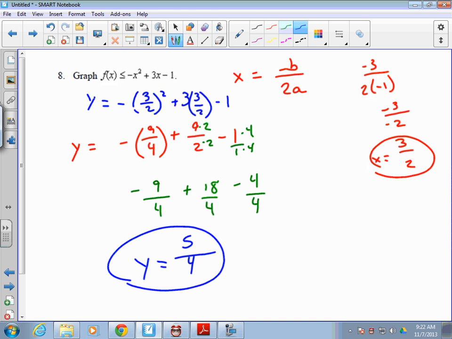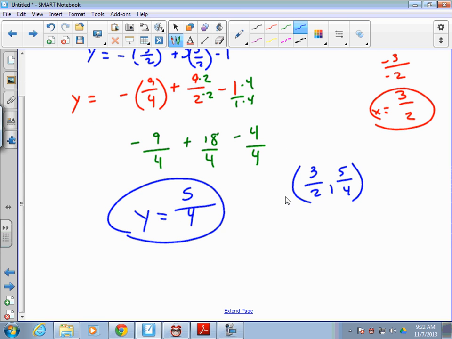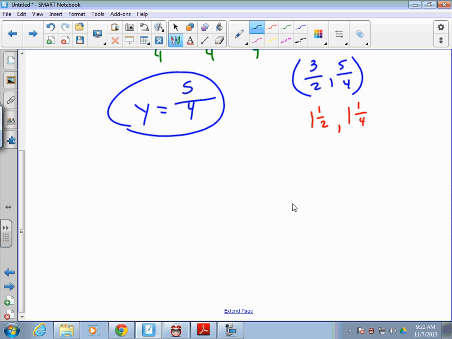So you have your x and your y, you have your vertex. Now, your vertex is 3 over 2, 5 over 4. This is a miserable problem to graph. 3 over 2, 5 over 4. We can graph that. We know that this is the same thing as 1.5, and this is the same thing as 1 1/4. Once you start dealing with fractions like this, it gets a whole lot more bothersome to graph, everybody.